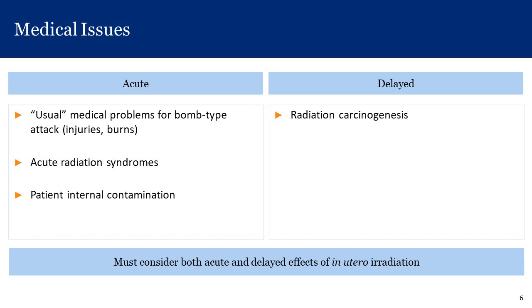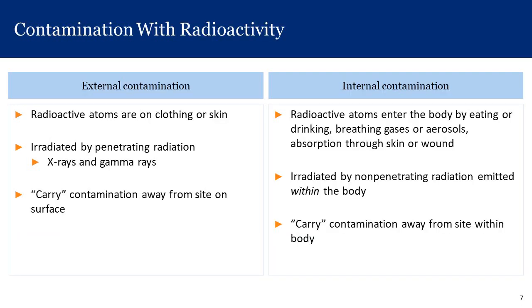As mentioned previously also, but emphasized here, delayed health effects are radiation carcinogenesis, so development of cancer, which can occur, and typically does occur, if it occurs, 20 or more years following exposure for most forms of ionizing radiation. It's also important for people who are pregnant that we consider both the acute and delayed effects of in utero exposure to ionizing radiation. Let's just briefly discuss contamination with ionizing radiation.